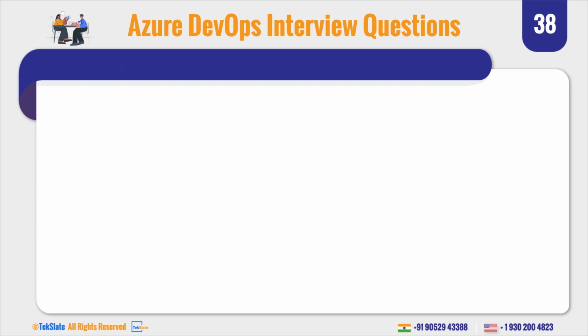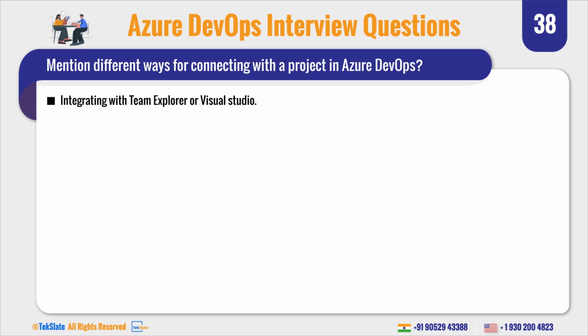The next question is, mention the different ways for connecting with a project in Azure DevOps. There are different ways which can be followed to connect to a project. First, you can integrate with Team Explorer or Visual Studio. Then you can use Visual Studio Code, or you can use the Web Portal as well. Apart from this, you have Eclipse or Team Explorer, IntelliJ with Azure DevOps Services, and Android Studio with Azure DevOps Services.